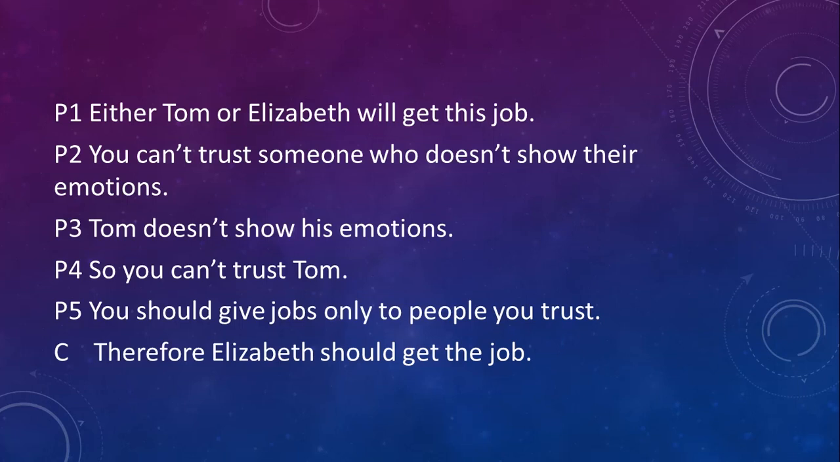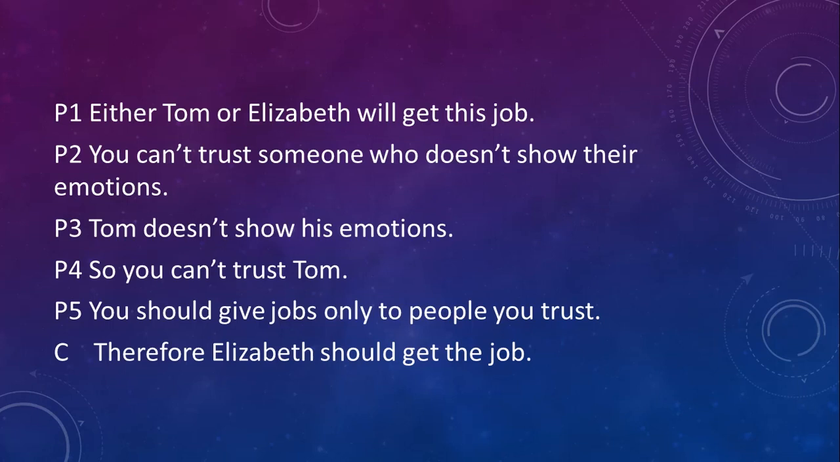Therefore, Elizabeth should get the job. Do you have to write you shouldn't give Tom the job based off of P4 and P5, because they give you that conclusion or sub-conclusion? Yeah, I think you should have. I think I should have put that in sort of P6.